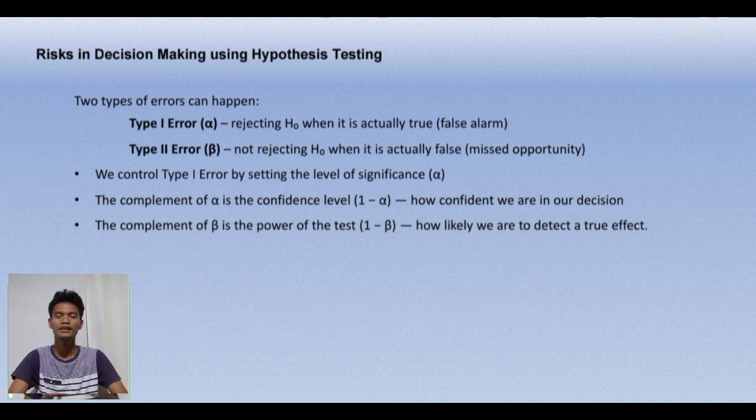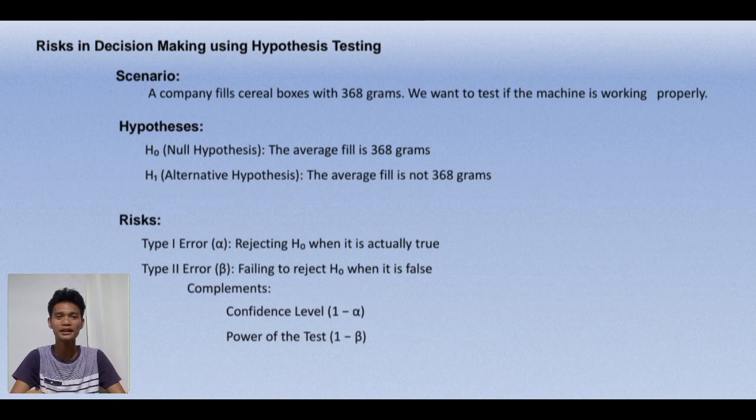So in this example, imagine a company fills cereal boxes with exactly 360 grams. We want to test if the machine is doing that correctly. Our null hypothesis is that the machine fills 360 grams, meaning it's working fine. The alternative hypothesis is that the machine is not filling 360 grams, so something may be wrong.